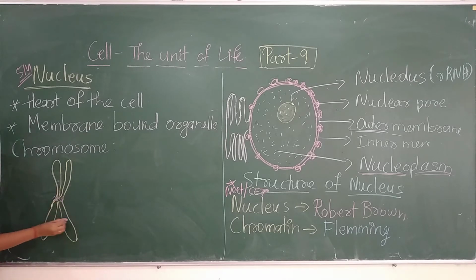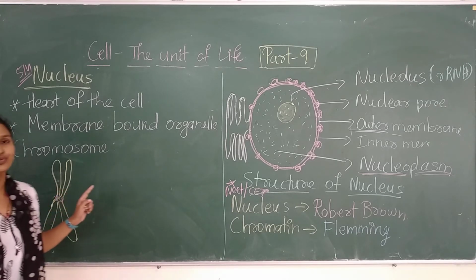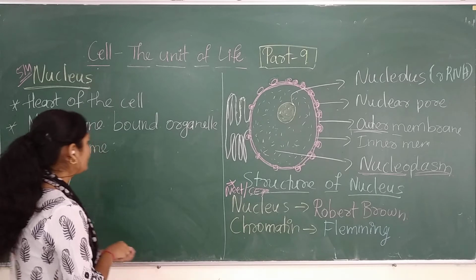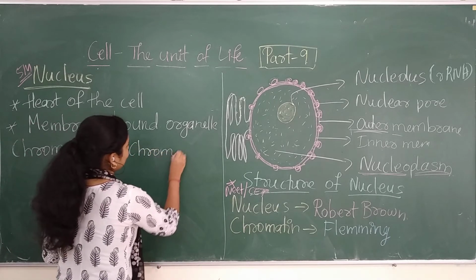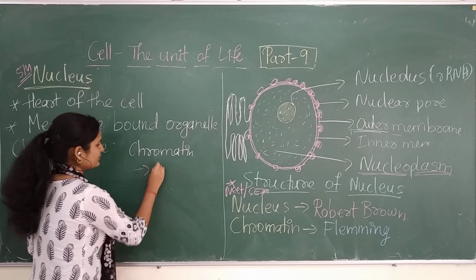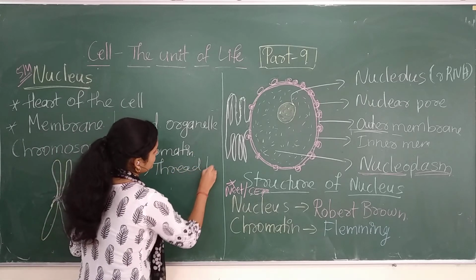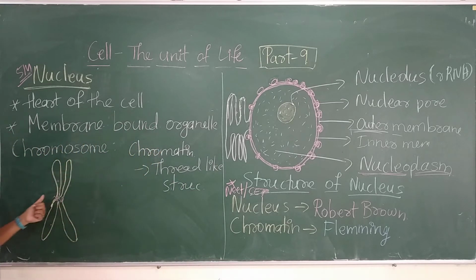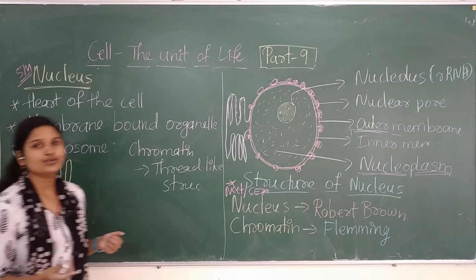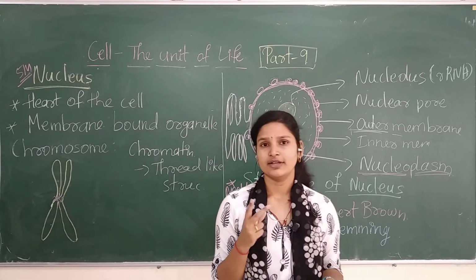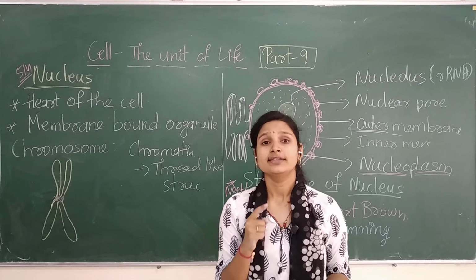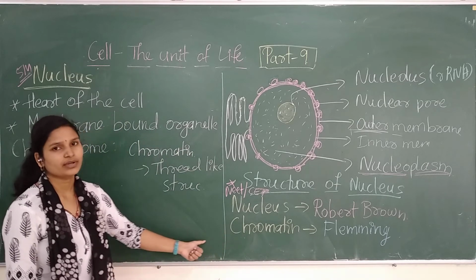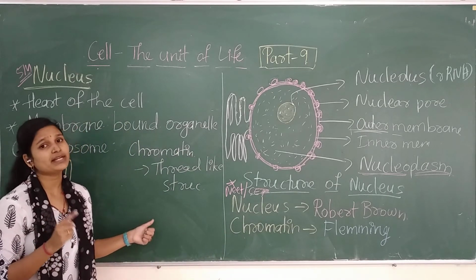Okay, so these are the two arms. Inside this chromosome the chromatin material will be there. So what do you mean by chromatin? Chromatin is nothing but a thread like structure present inside the chromosome, because do you know that in one cell of the human body there will be 2 meters long chromatin? The appearance will be 2 meters long.